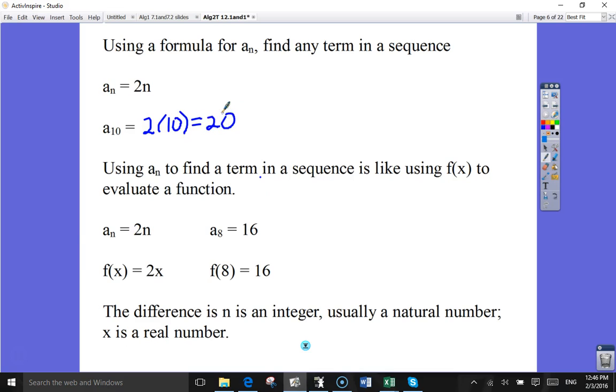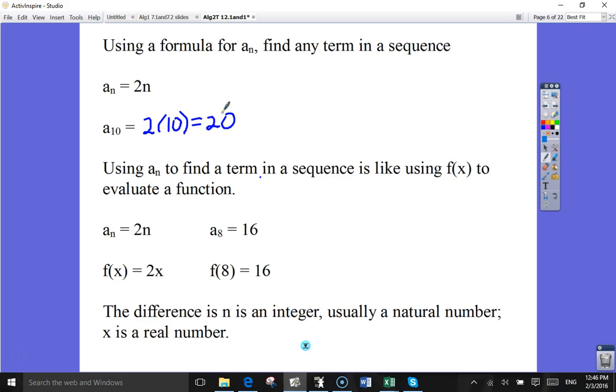It's kind of like using f of x. If I want to evaluate a function for a value of x, I just plug in. If my formula is a sub n equals 2n, it's like saying f of x equals 2x. In either case, if I want to know a8, or f of 8, I plug into the formula and get the same thing. It's 16. So you have to think of this formula for the nth term as kind of like function notation.